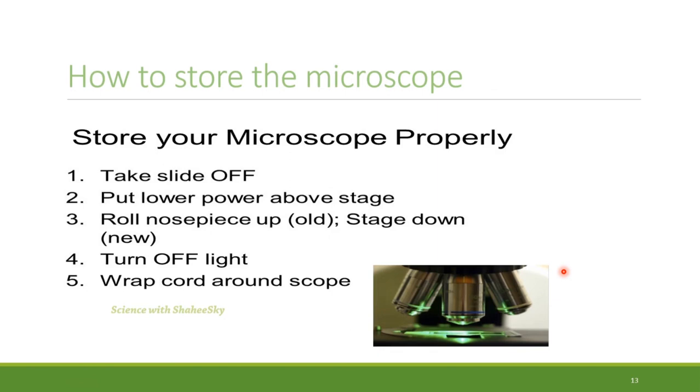How to store the microscope after use? Take off the slides from the microscope. Put the low power objective above the stage. After that, roll the nose piece up, stage down. Then turn off the light source and wrap the cord around the microscope. Keep it in the wooden box. Save it safely.